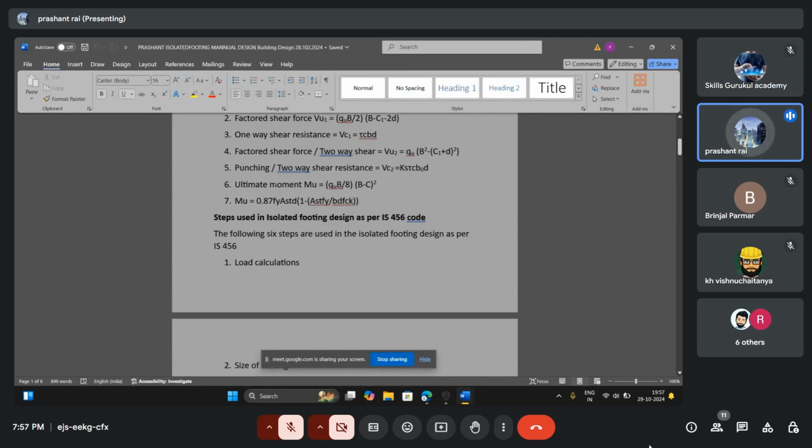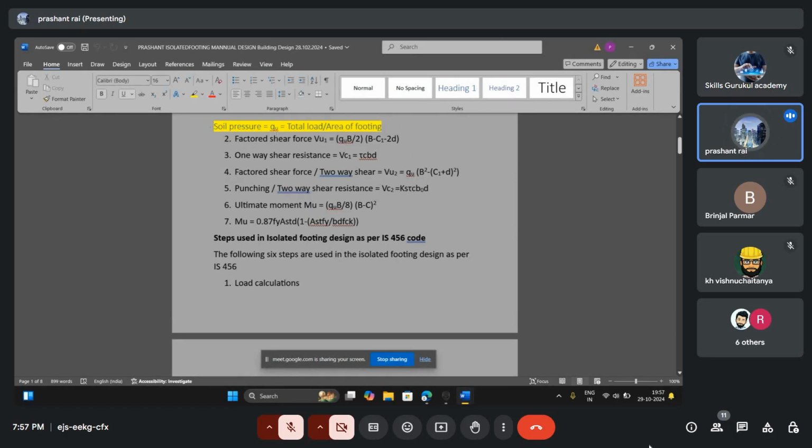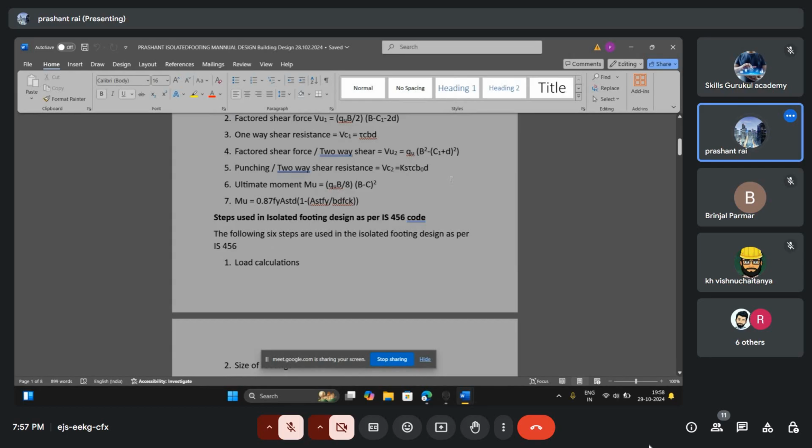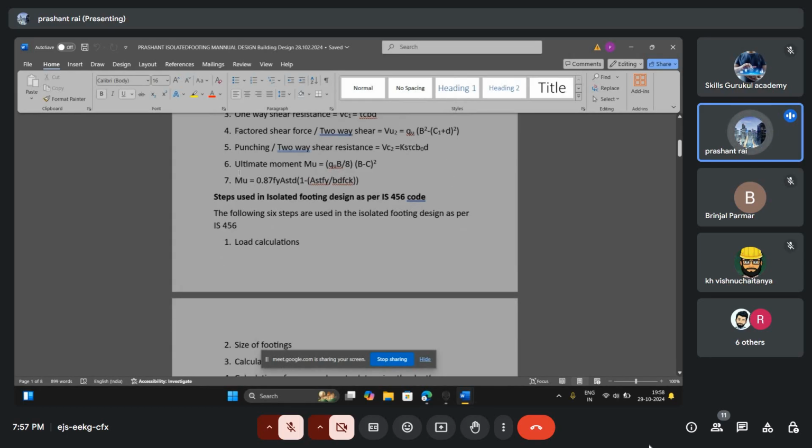Fourth is the factored shear force for two-way shear. QU is the soil pressure, B square is the breadth, C is the column size, and D is the depth of the footing. Fifth is the punching two-way shear, VC2 is KS tau C B naught D.